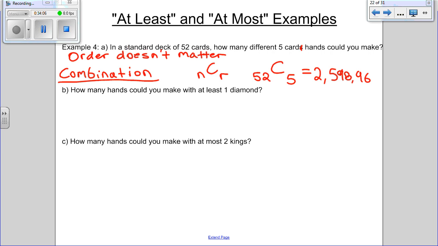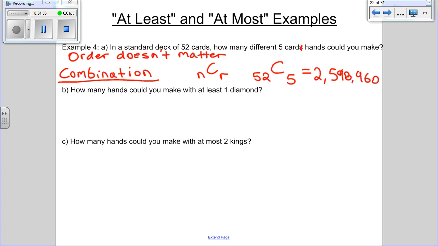B. How many hands could you make with at least 1 diamond? So that means I could have 1 diamond, or 2 diamonds, or 3 diamonds, or 4 diamonds, or 5 diamonds. There's 13 diamonds in the deck. Remember, it's 52 divided by 4, because there's 4 suits. So you could do it that way. You could figure out all 5 of those possibilities. That's a lot of calculating.